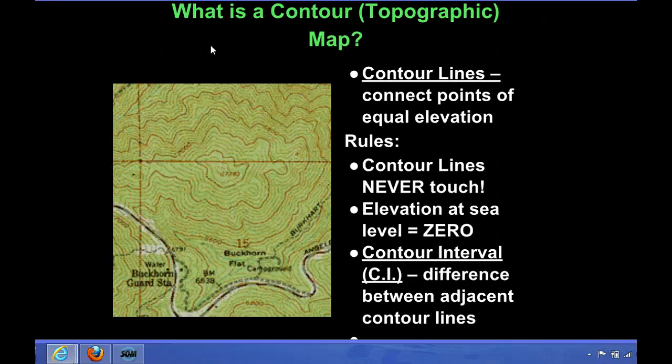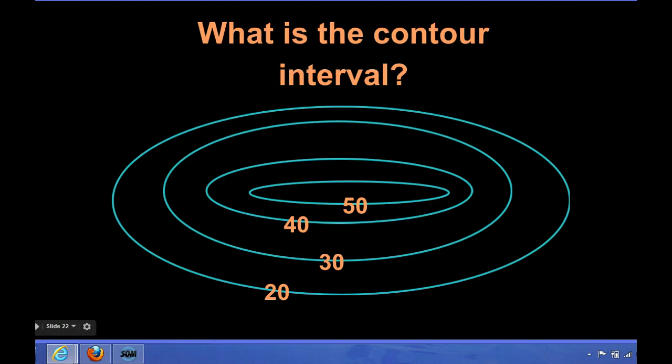And you will also find a CI or contour interval for these maps. The contour interval is the difference between adjacent contour lines. So if we have a simple contour map like this one, and you see the lines are marked 20, 30, 40, and 50, to determine the contour interval, we would take two of these lines and we would subtract them. So 50 minus 40 is 10. So we can tell that the contour interval on this simple map is 10.